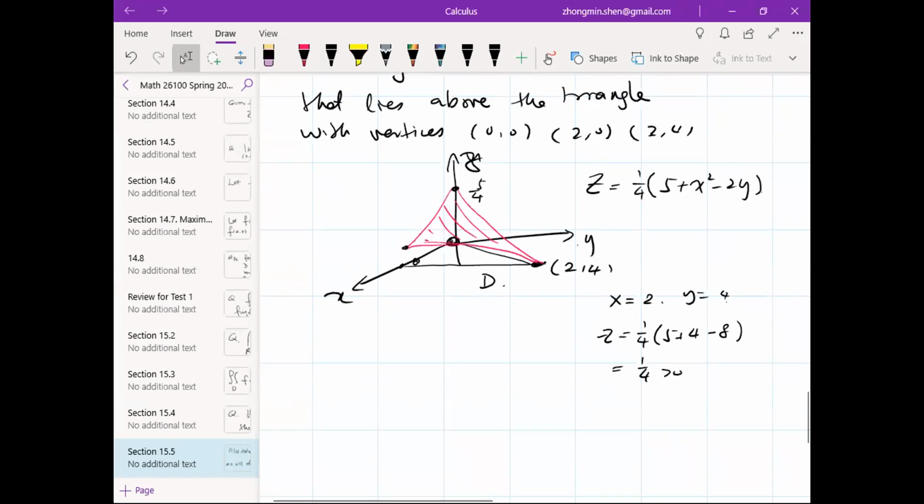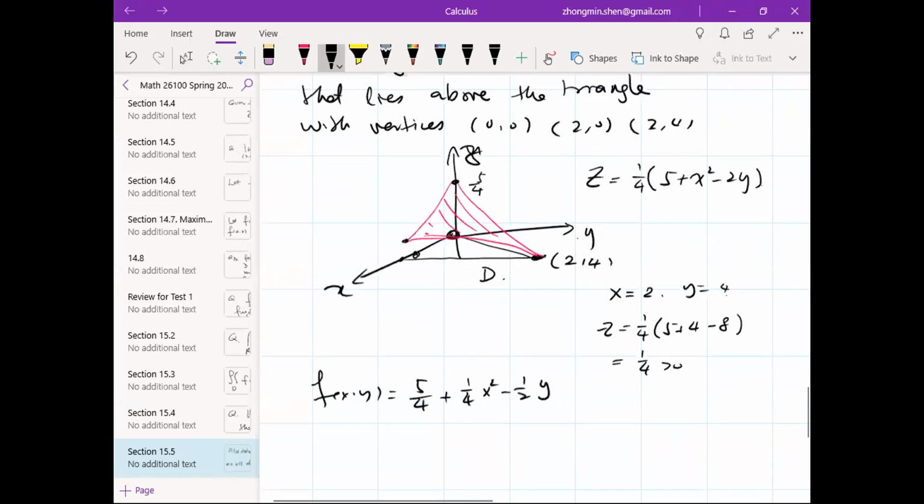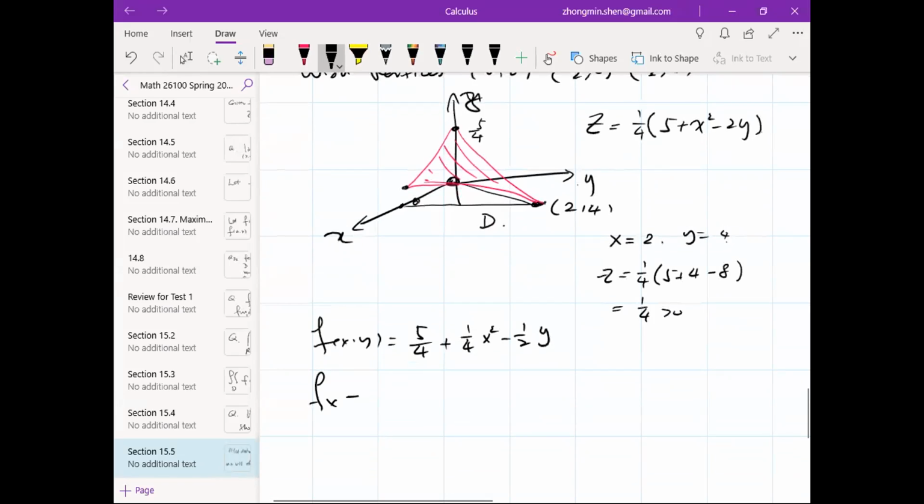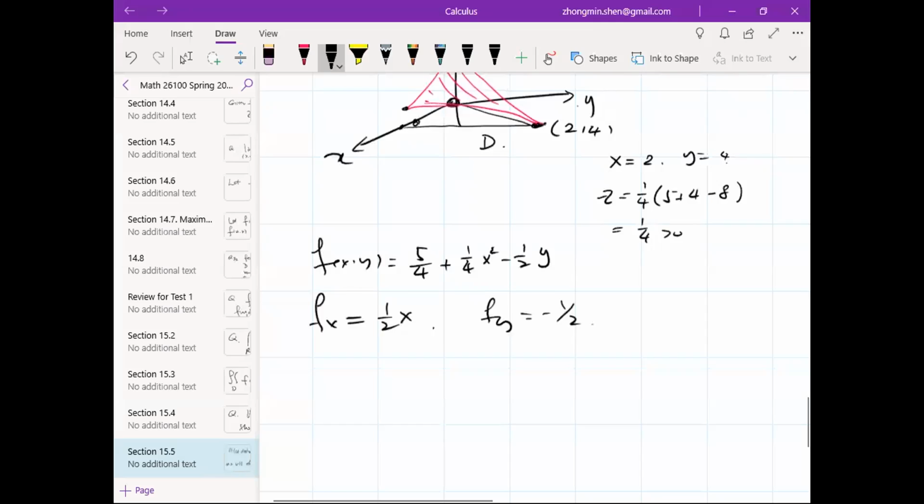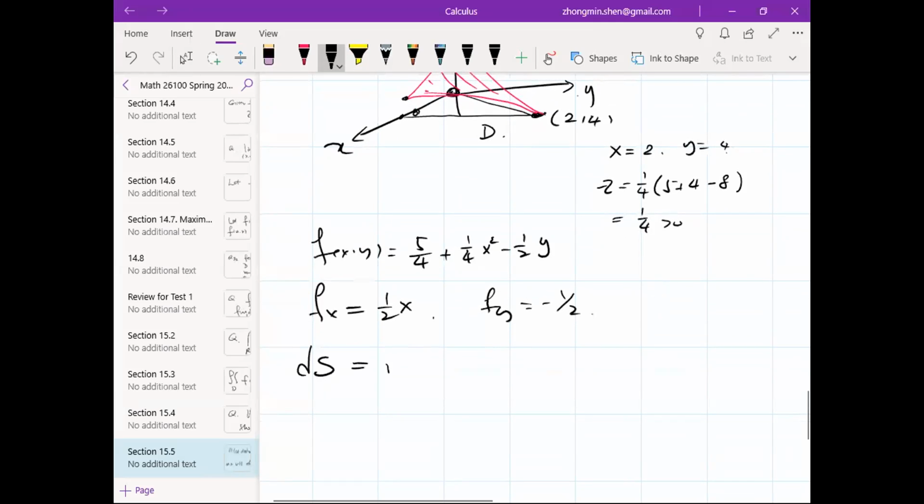area element, okay? So the function here, f of x, y, is going to be 5 over 4 plus a quarter of x squared minus 1/2 y. So let's find the derivative. That's going to be f_x equals 1/2 of x. And f_y is just negative 1/2. So my dS is going to be the square root of this squared plus 1, times dA. Okay, dA is just dx dy.